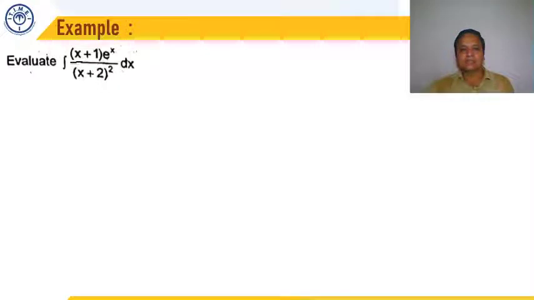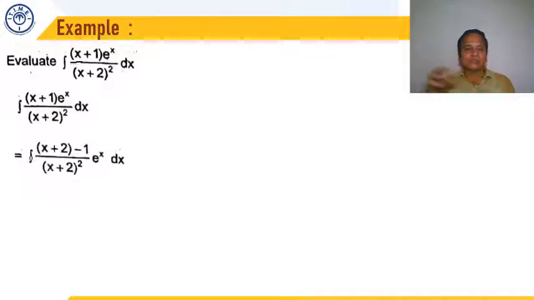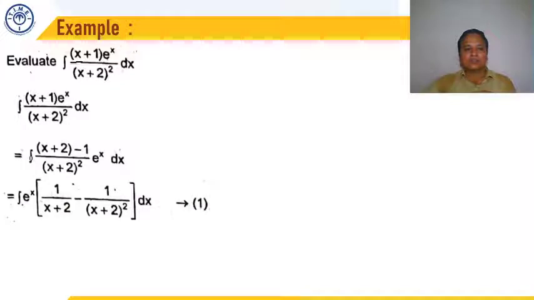Now an example. It says we have to evaluate the integral of (x + 1)e^x/(x + 2)². Another type we have. So can we say x + 1 is given in the numerator, x + 2 is in the denominator. So we add plus 1 minus 1 in the numerator. It becomes x + 2 minus 1. e^x is kept separate. So it comes out to be e^x [1/(x + 2) minus 1/(x + 2)²]. You just try to replicate the denominator in the numerator by adding plus 1 and minus 1 in x + 1 and then simplifying the expression.